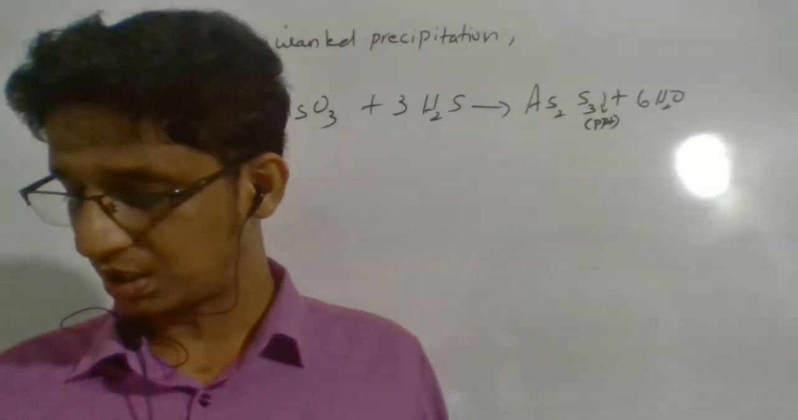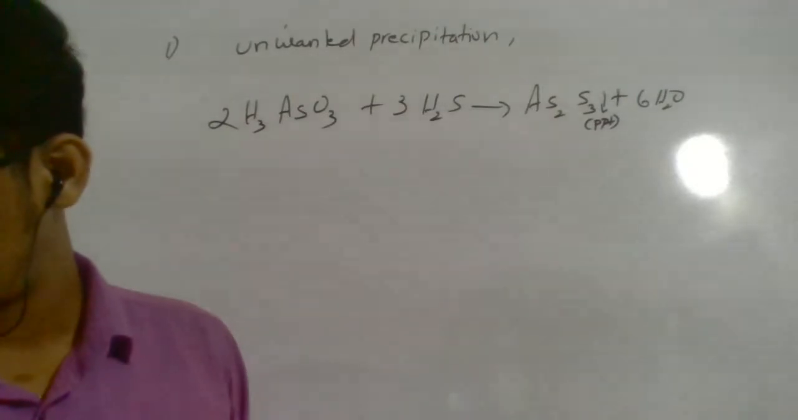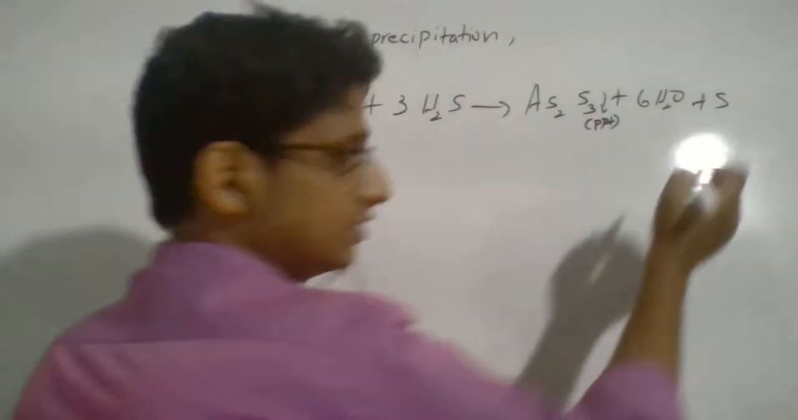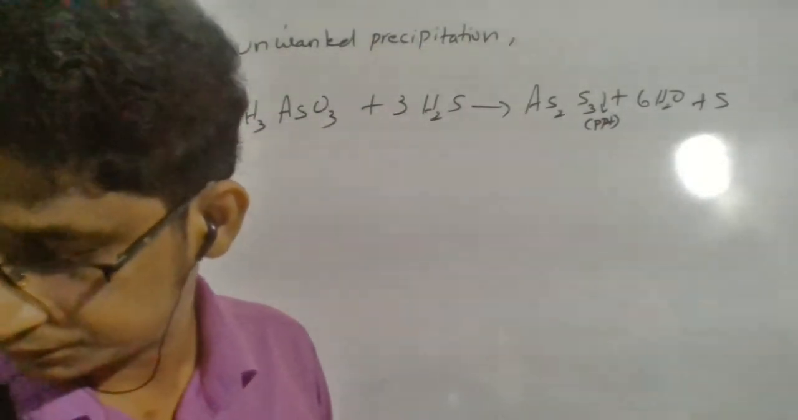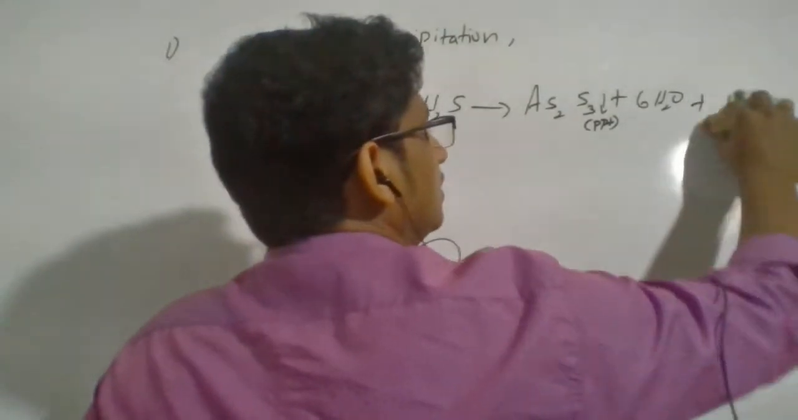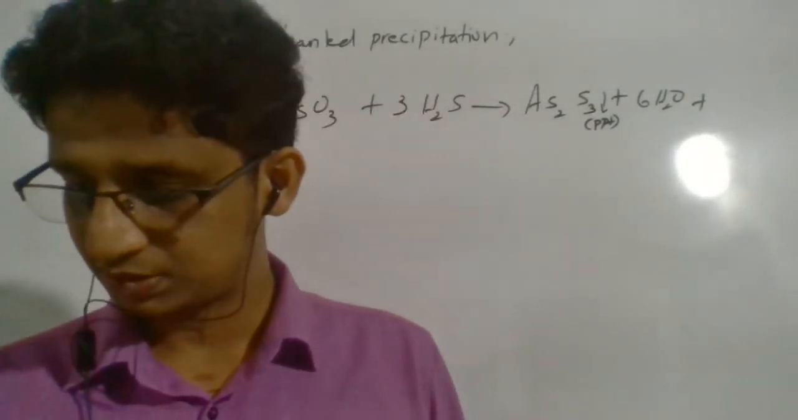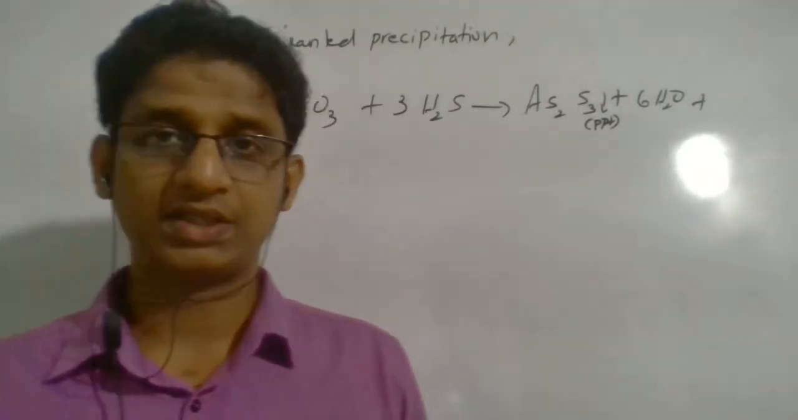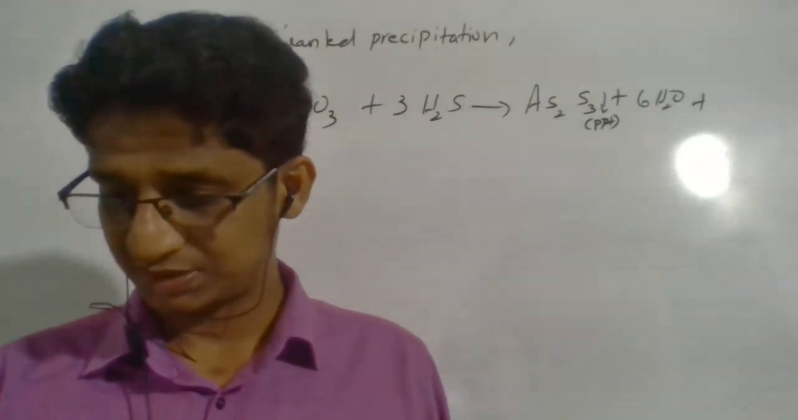So we discussed how arsenite is interfering. Arsenite reacts with hydrogen sulfide to form arsenic sulfide and water. So this forms a precipitate during group 2 cation analysis.